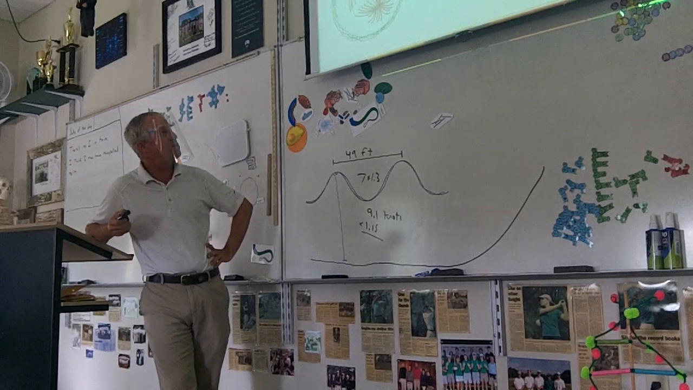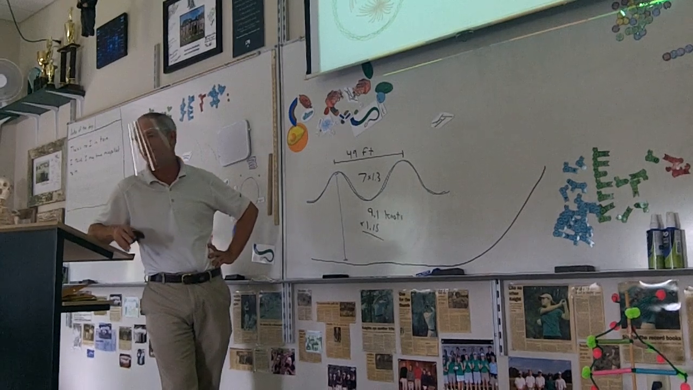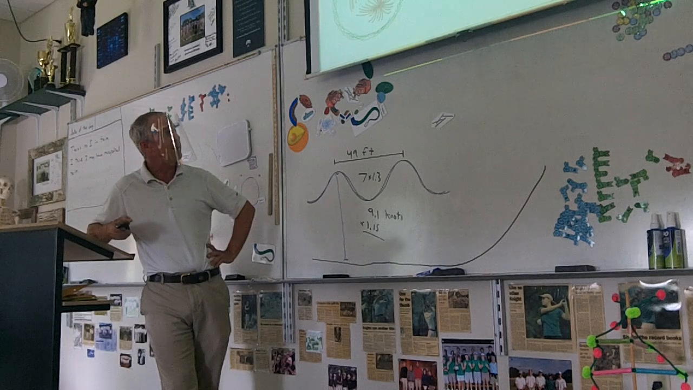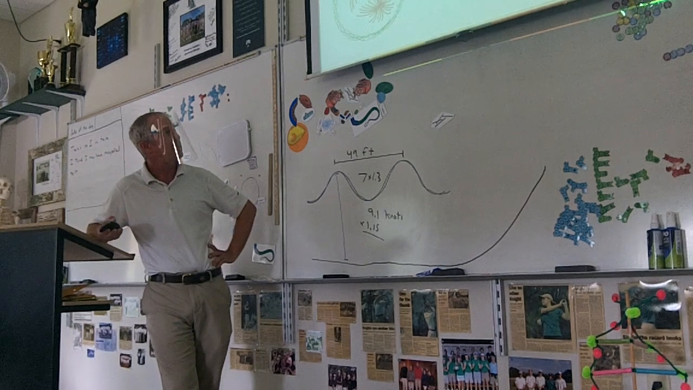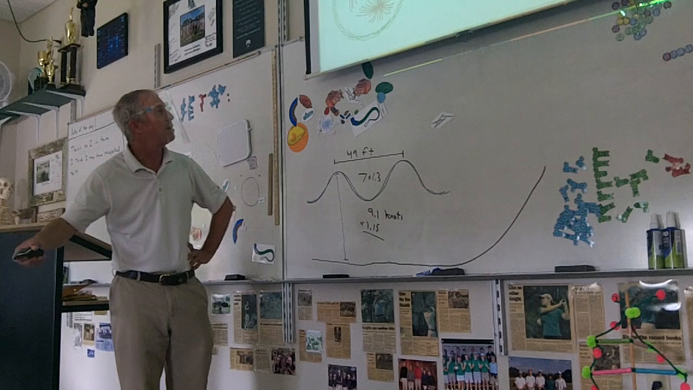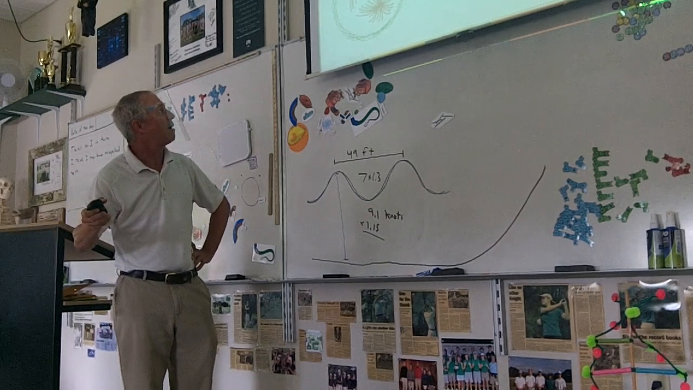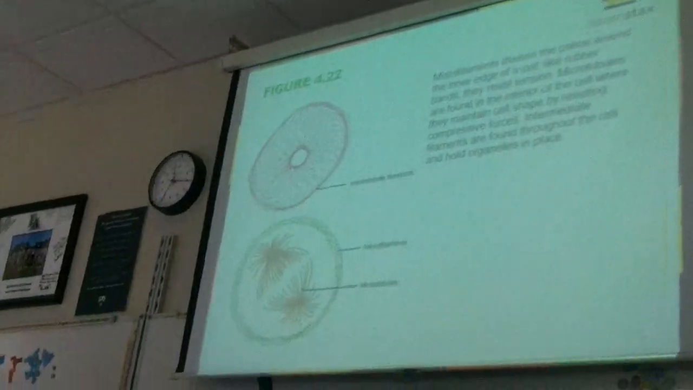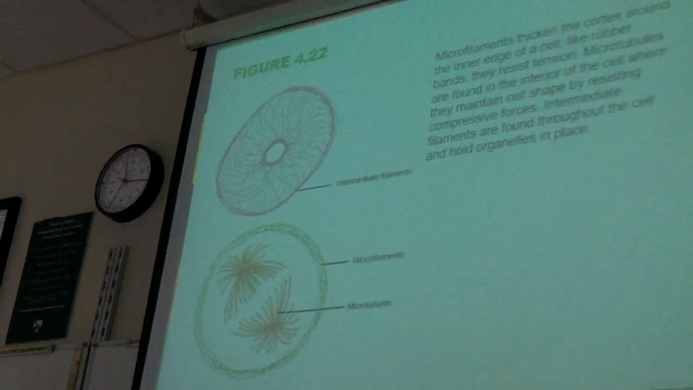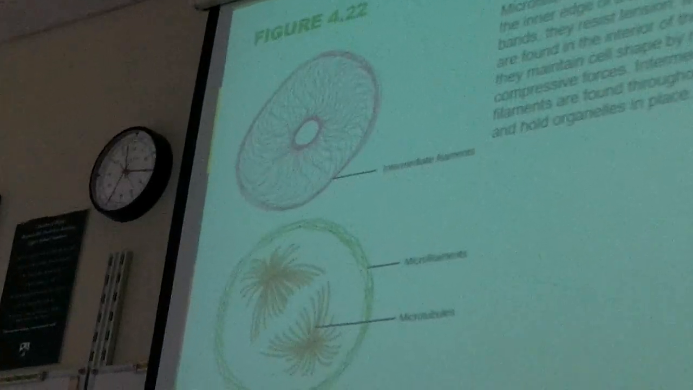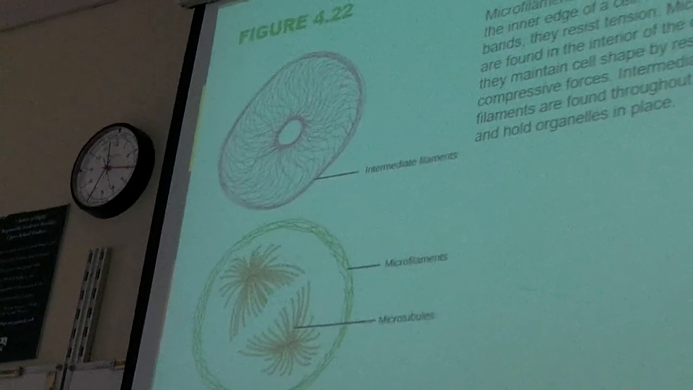It has different types of proteins that make it up. They're not going to get too specific about this on the AP exam, I don't think. But you never know. It could be on a quiz, could be on a test. You need to know what it is. These are called intermediate filaments. They're called intermediate because they're not real small, they're not real big.